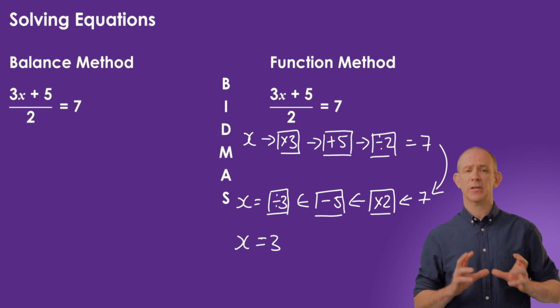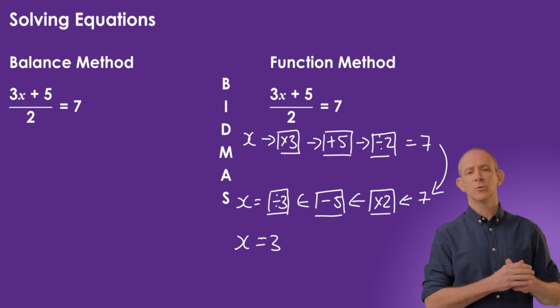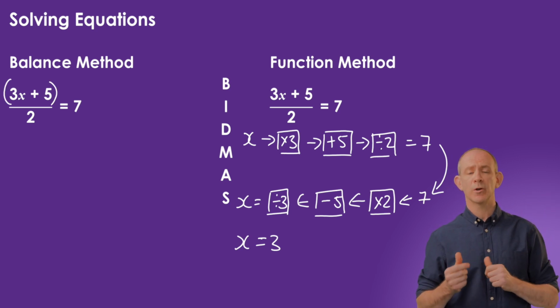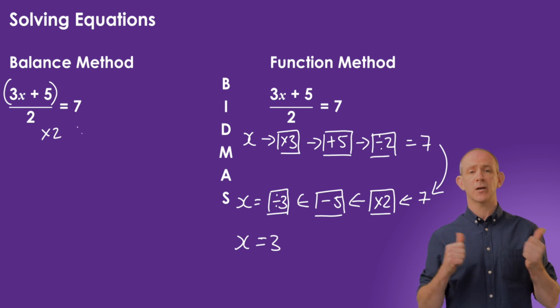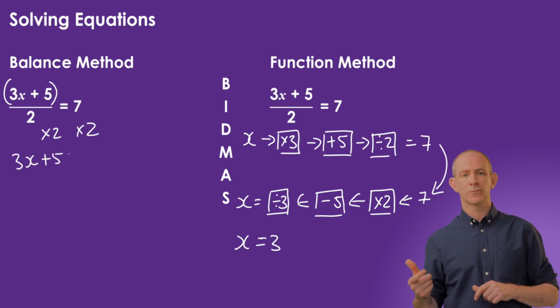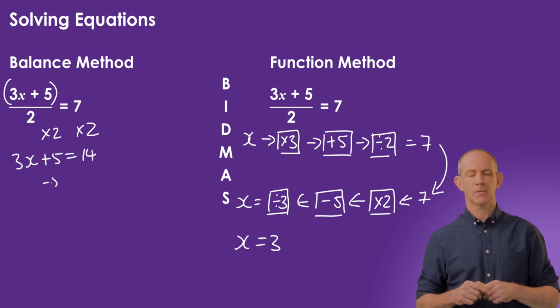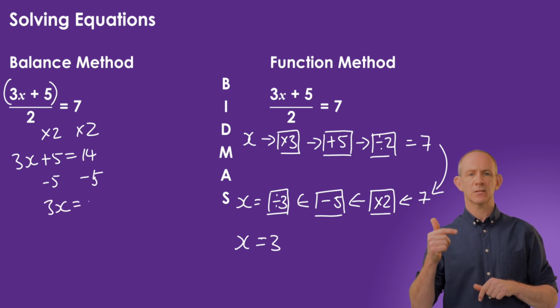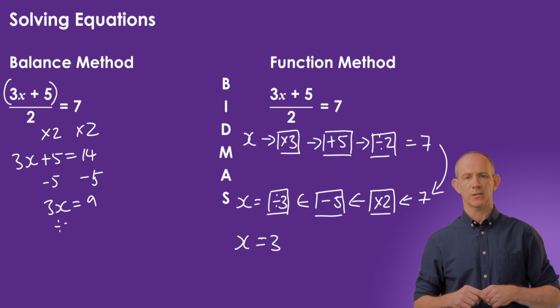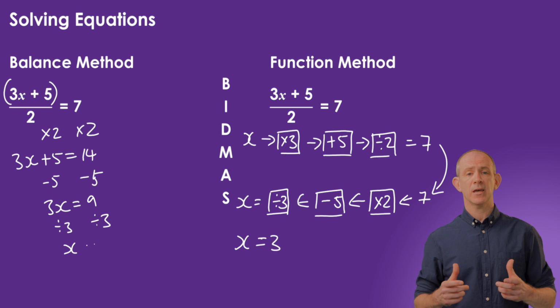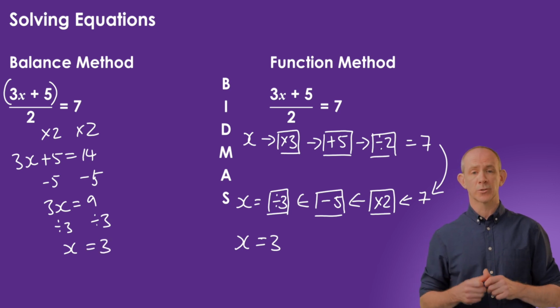And you can see how much quicker that is using the balance method. We'll consider the top as being in brackets, so we'll do that last. So the first thing we want to undo is the divide by 2. By timesing both sides by 2, we get 3x plus 5 equals 14. 7 times 2 is 14. Now we're going to subtract 5 from both sides. So we end up with 3x on the left-hand side, and 14, take away 5, equals 9 on the right-hand side. Lastly, we divide both sides by 3, and again, we get the answer of x equals 3.